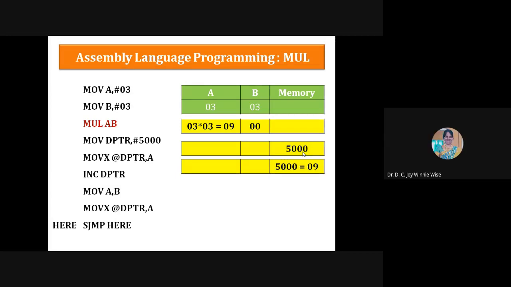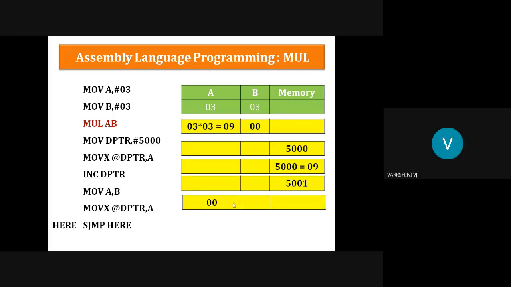5000, and then we are incrementing the DPTR, so it becomes 5001, and then we are transferring the data from the B register to the accumulator and storing that in 5001. This is the program used to perform multiplication, and the result will be available in 5000 and 5001.